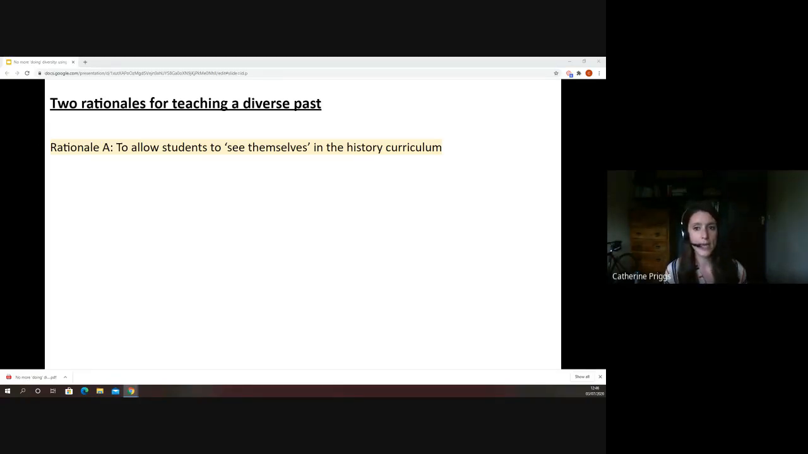So, moving on to the thinking that went into our project prior to the project actually taking place. I'm going to start by talking through academic and practitioner scholarship with regards to why you may want to study a diverse past, and then consider methods for doing so in the classroom. So the first rationale that I'll be starting with is to be considering why students need to be able to see themselves in the curriculum.